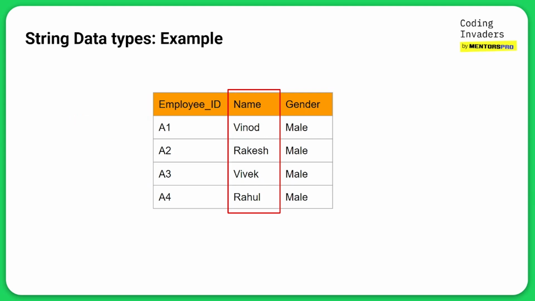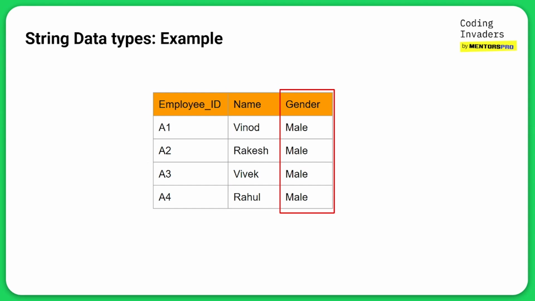The second column is their name: Vinod, Rakesh, Vivek, Rahul. Here, the number of characters is not fixed. Can you guess what data type this would be? If you guessed varchar, you are right. Here, the longest string is Rakesh, which contains 6 characters. So, the syntax would be varchar of 6.